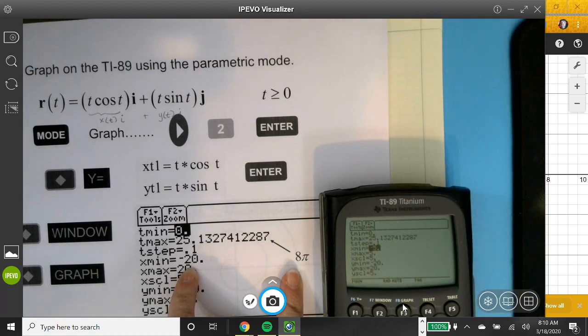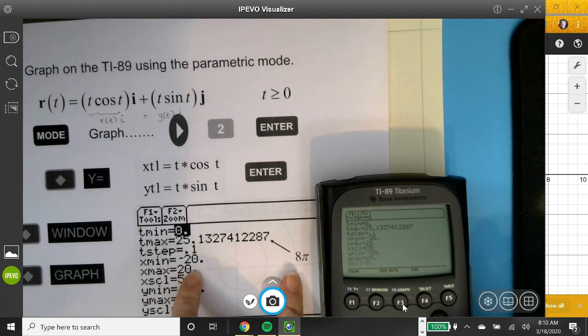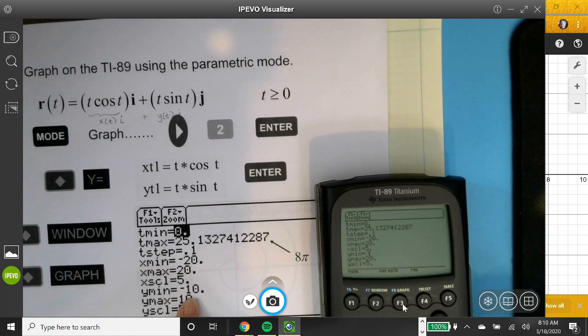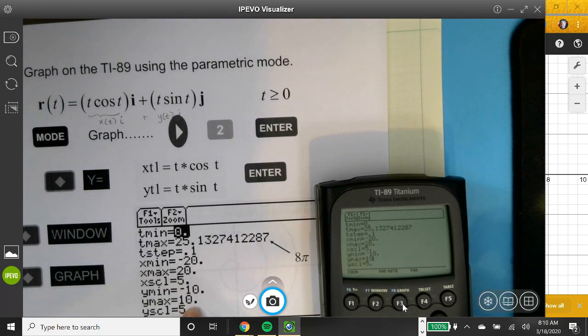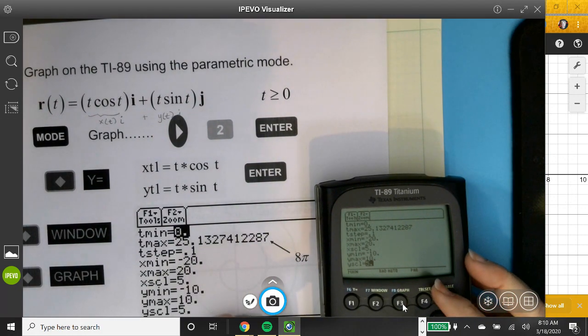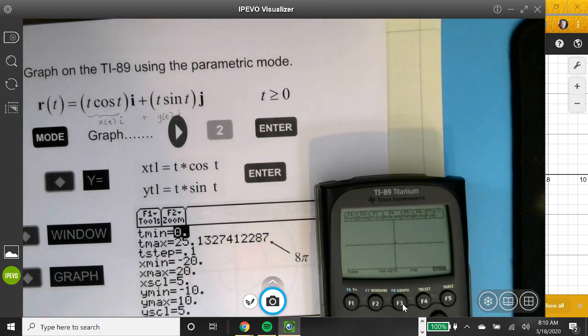All right, so we're going to make x min negative 20. We're going to make x max 20. The scale is in increments of 5. y min will be negative 10, and y max will be 10, and then we'll have the y in increments of 5 also. All right, so now we're going to do diamond graph. Make sure you're in radians, and let's see what happens.